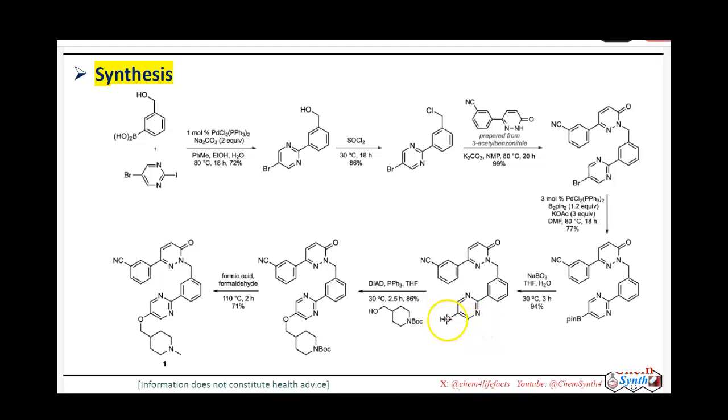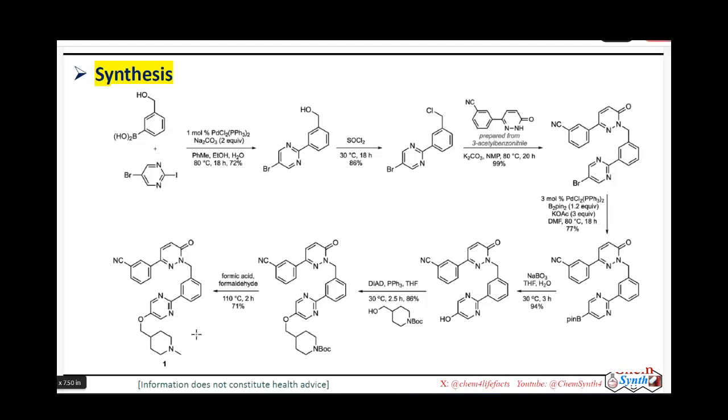And next they have performed one Mitsunobu reaction with this primary alcohol which is attached with one Boc protected piperidine ring. And for this Mitsunobu reaction they have used this azo reagent, which is diisopropyl azodicarboxylate, in presence of triphenylphosphine. They got this intermediate, and in the final step it was N-methylation using formic acid in presence of formaldehyde to get the final compound tepotinib.